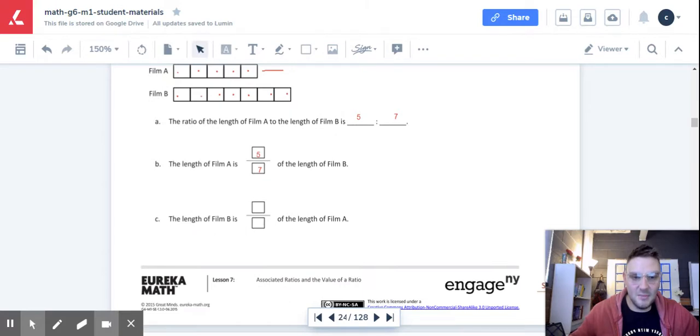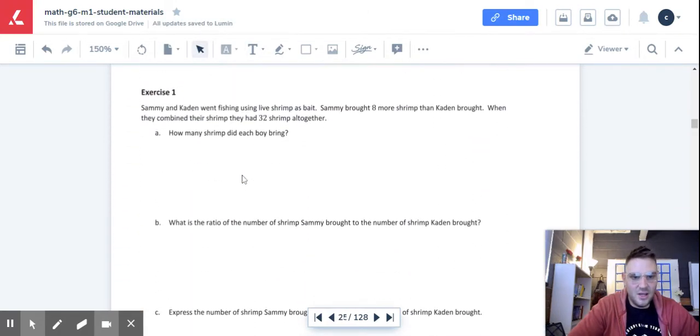Now on problem C down here, it says the length of film B to the length of film A. So we're going to put B first, which means B goes on top. B was 7, and A was 5. So now we have 7 to 5, and we finished that. If you continue down here, you're going to just keep going with all of these problems.